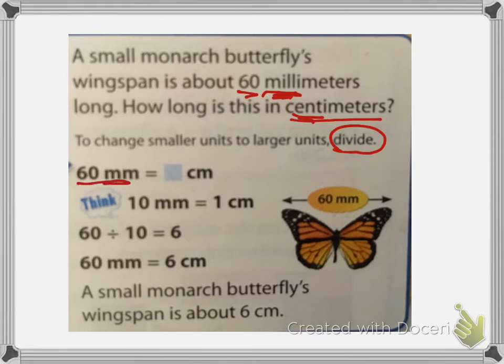So we have 60 millimeters. How many centimeters are in 60 millimeters? So we need to think, 10 millimeters is equal to 1 centimeter. And because we're going from a smaller unit to a larger unit, we're going to divide. So 60 divided by 10 is equal to 6. So 60 millimeters is equal to 6 centimeters.